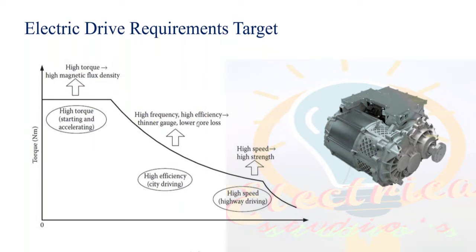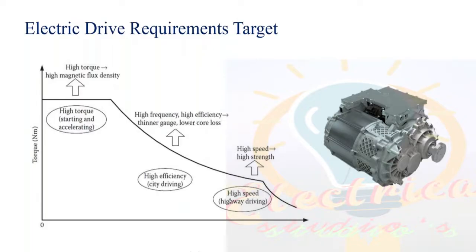And similarly, when my vehicle enters a highway region where I have a constant highway speed, my motor will be running at a very high speed. Say, imagine 10,000 RPM. Can you imagine how much centrifugal force will be exerted on the rotor when it is rotating at 10,000 RPM? The material I am using in the motor should be able to withstand such a huge amount of force.